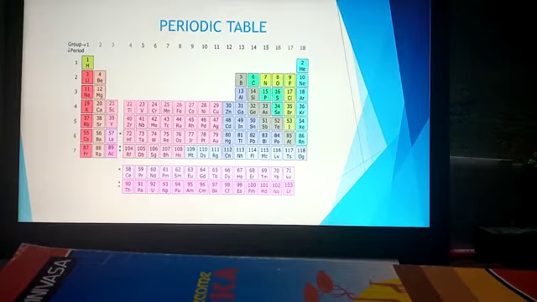You can see to the right corner, children, in a blue color box. So that is the second element helium, the 10th element is neon, 18th element is argon, 36th element is krypton, and xenon is 54, radon is 86. So these 6 elements are nothing but the inert gas elements, which are stable.